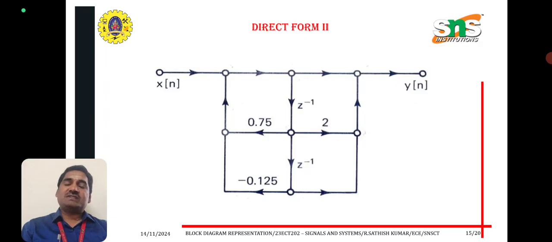In direct form 2 structure, we can take z inverse as common. In direct form 2 realization, H of z, Y of z divided by X of z, is equal to Y of z divided by W of z into W of z divided by X of z.